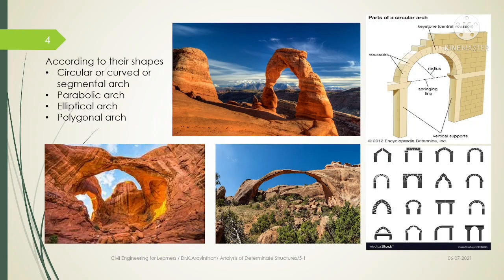Now let us continue with the types of arch. So according to the shape. In the previous component we have discussed arches according to the support. So now the arches according to the shape. This is a natural arch which is created by the environment, and you can see the arch might be of different shapes. Each and every arch, whether man-made or naturally made, might be in a different shape. So according to the shape, the arch varies, and the force action also varies. Generally, man-made arches are circular or curved or segmental type arches.